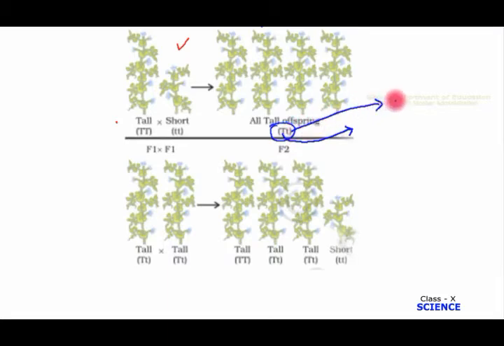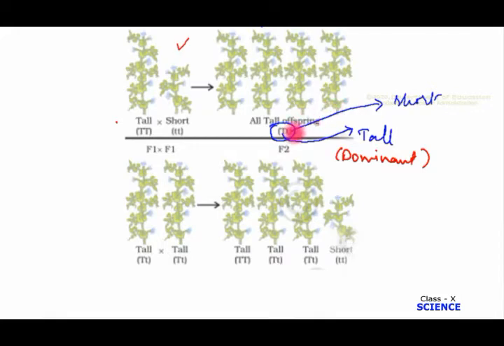Small t is for short, right? And capital T is for tall. Here both capital T and small t are there, but the capital T is very well expressed, right? So the trait which gets expressed in the generation, we call it a dominant trait. So here capital T, tallness, is the dominant trait. Whereas here you see small t is also there, but its characteristic is not expressed.